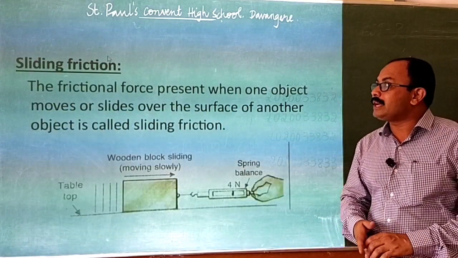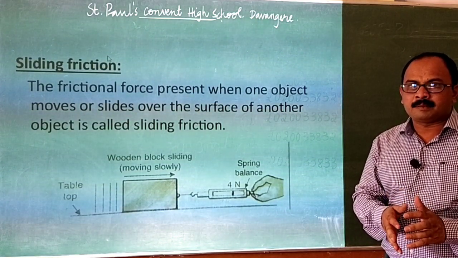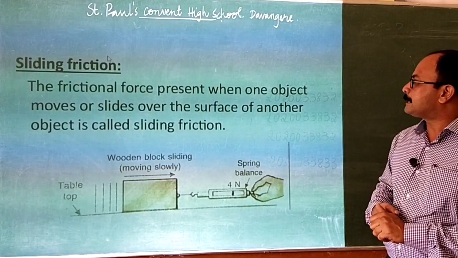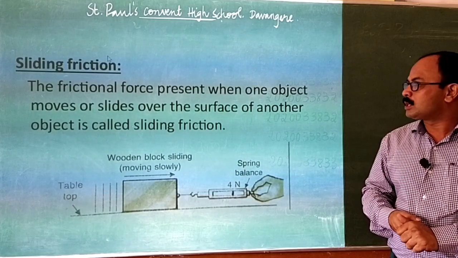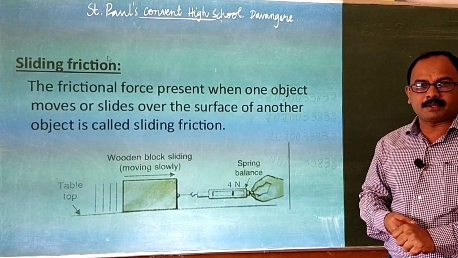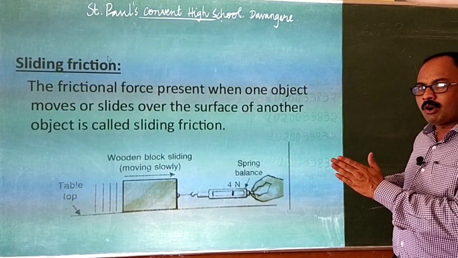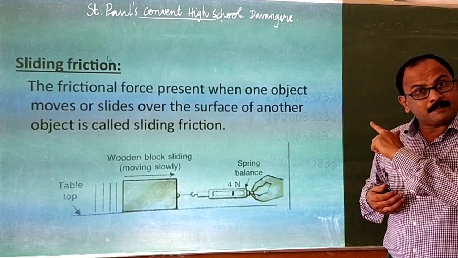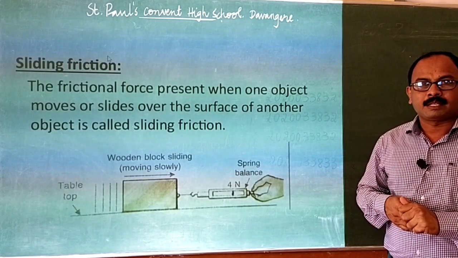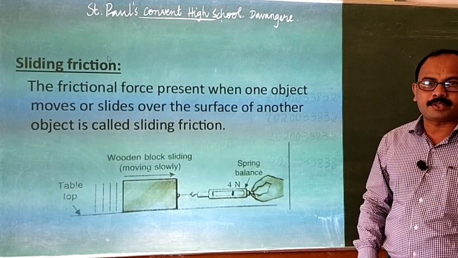The next, sliding friction. The force of friction exists when they slide or move. The frictional force present when one object moves or slides over the surface of another object is called sliding friction. When an object moves on another object, that friction is known as sliding friction. Sliding friction will be lesser than static friction.